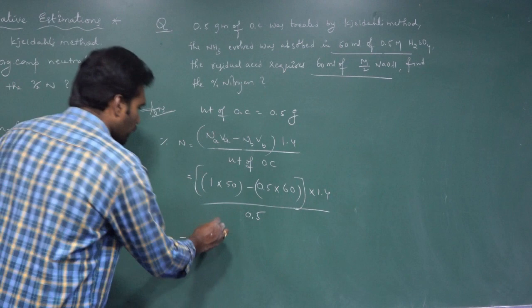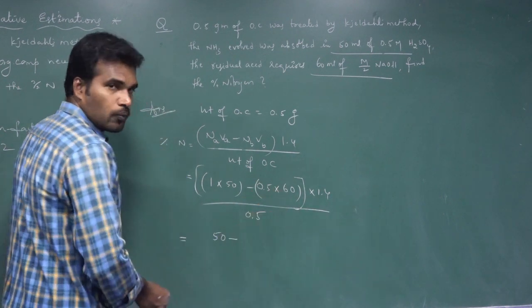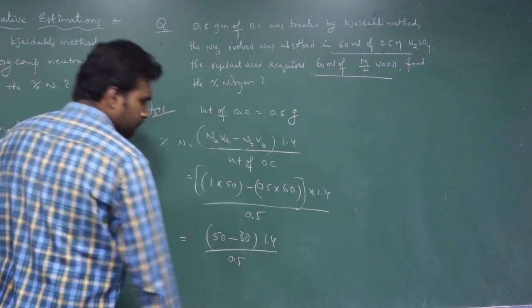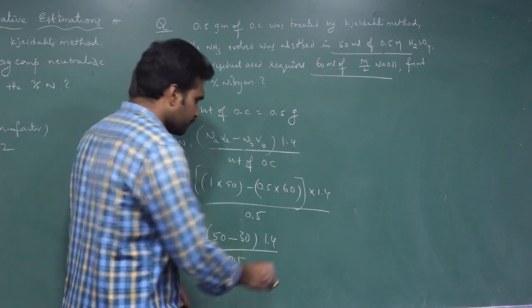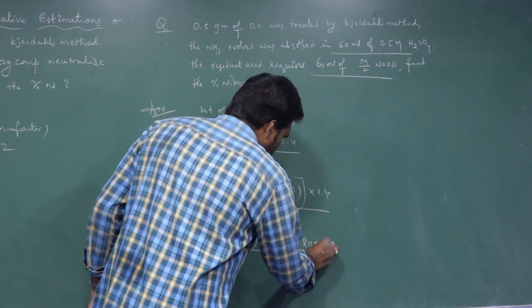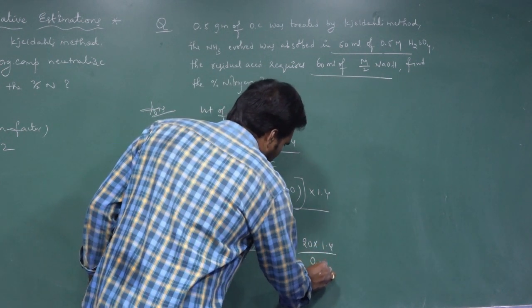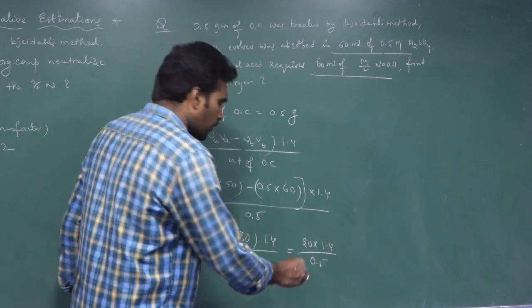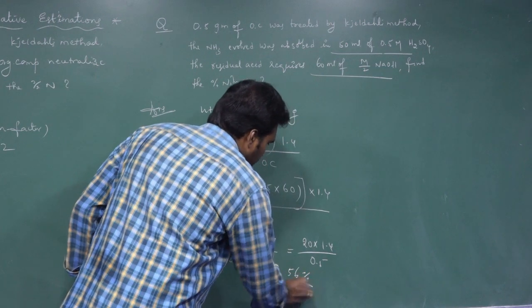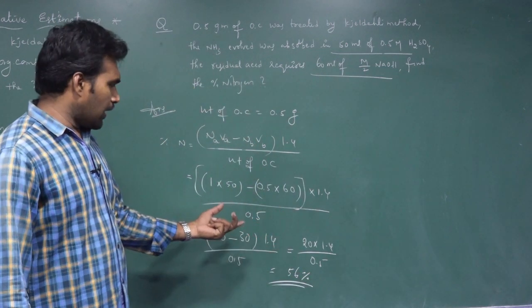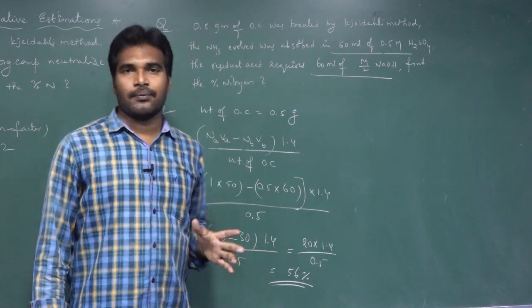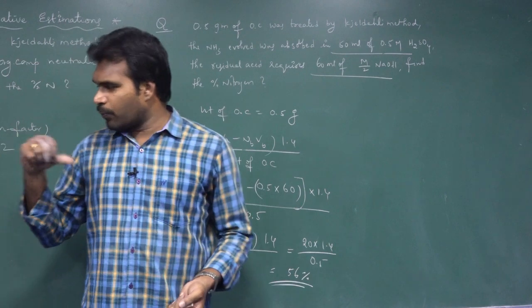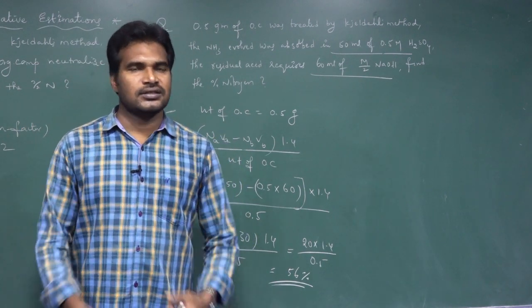So calculate: 50 into 1 is 50, minus 60 into 0.5, which is 30, into 1.4 by 0.5. 50 minus 30 is 20. So 20 into 1.4 by 0.5. 20 into 1.4 means 28. 28 by 0.5, finally 56% also. Again we got the same in the given problem. So likewise we can easily calculate the percentage of nitrogen. These are the two important models generally asked from Jeldahl's method.